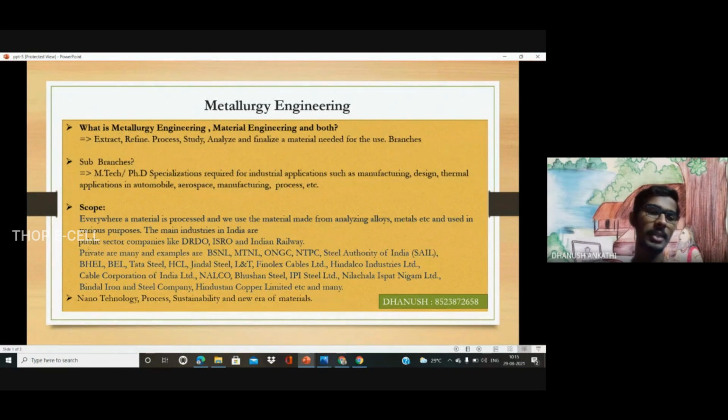What does metallurgy mainly involve? Materials are used everywhere. From the pen we use, which is made of metal, to communication, electrical wires, automobiles, even rockets, aeroplanes, aerospace and satellites. Everywhere you use material to make your work very feasible and without affecting any other aspects.